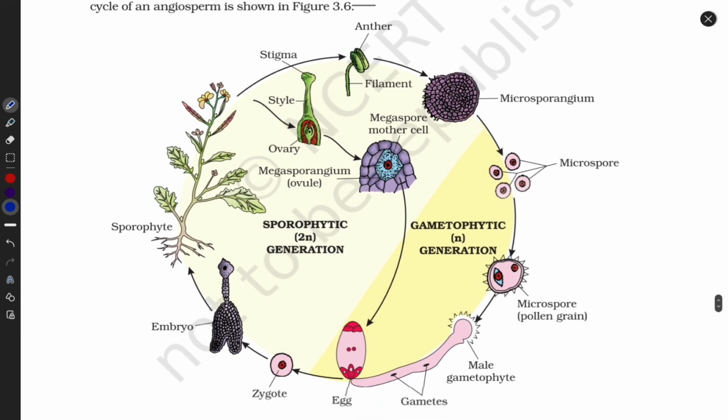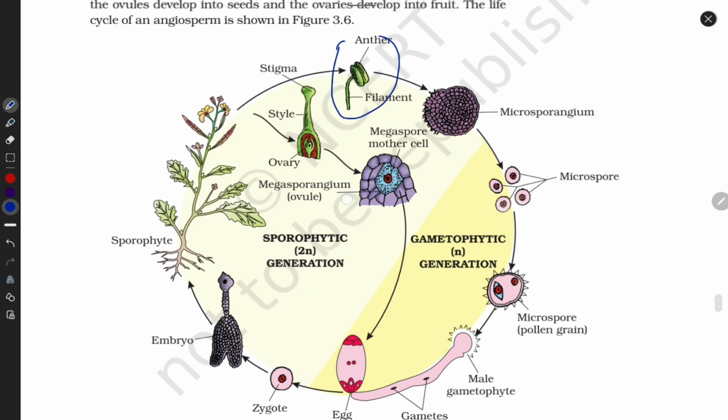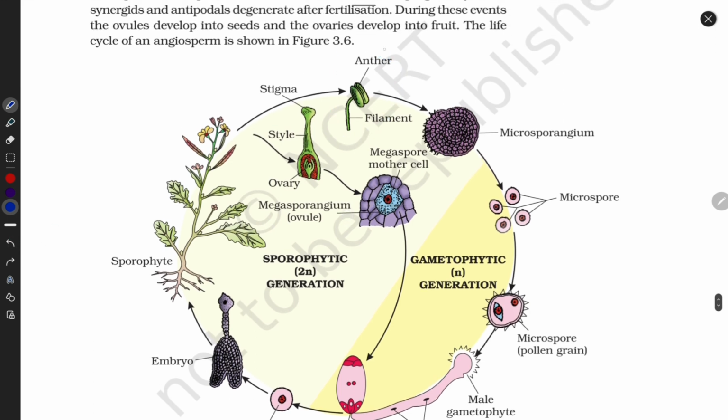Look at whatever I explained, now already written here. This is what? This is the male sex organ. This is the sign of male. What does it have? This is the long filament structure. What does it contain? Multiple, a huge amount of pollen grains.